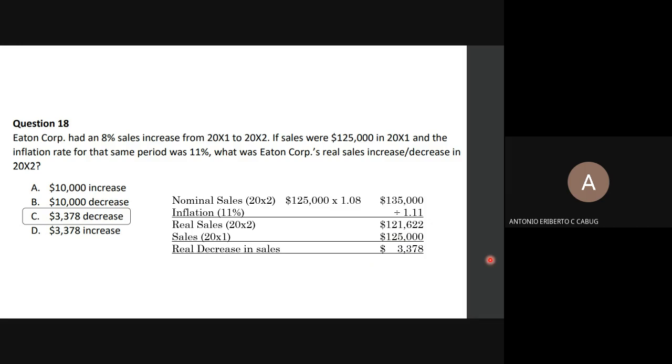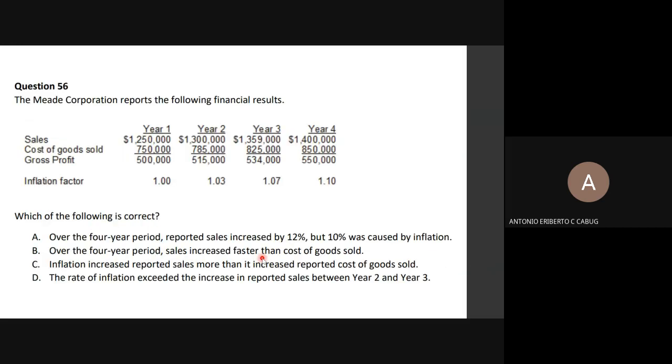Yung totoo, yung sales, bumaba siya in real terms. Mukha lang siyang tumaas dahil nagsintaasan mga presyo. Pero yung totoong volume of units mo, hindi talaga siya tumaas. Actually, bumaba pa nga. Correct answer is C. Very good, maraming tumama. Marami-rami ang sumagot ng tama.